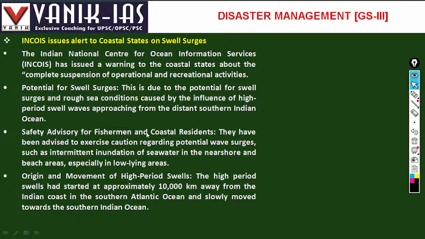Safety advisory for the fishermen and coastal residents. They have been advised to exercise caution regarding potential wave surge, such as intermittent inundation of seawater in the nearshore and beach areas, especially in low-lying areas. Origin and movement of high period swells. The high period swells have started approximately 10,000 kilometers away from the Indian coast in the South Atlantic Ocean and slowly move towards the Southern Indian Ocean, which will create a lot of problems in the Indian coastal area.